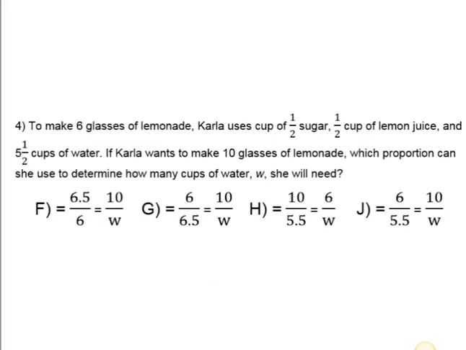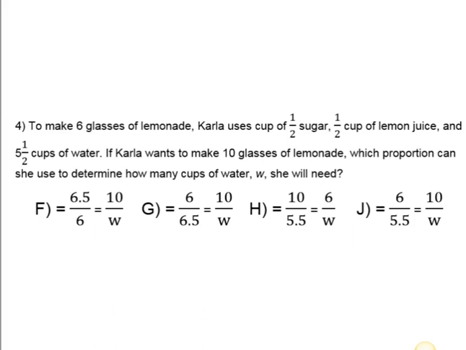To make 6 glasses of lemonade, Carla uses 1/2 cup of sugar, 1/2 cup of lemon juice, and 5½ cups of water. If Carla wants to make 10 glasses of lemonade, which proportion can she use to determine how many cups of water, and our variable is W, she will need?